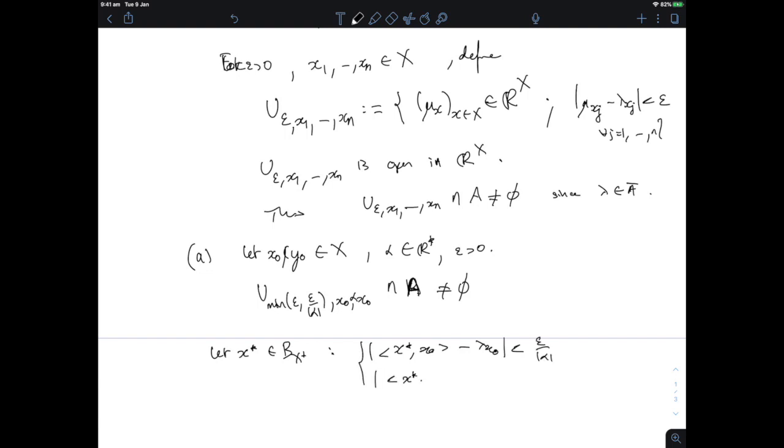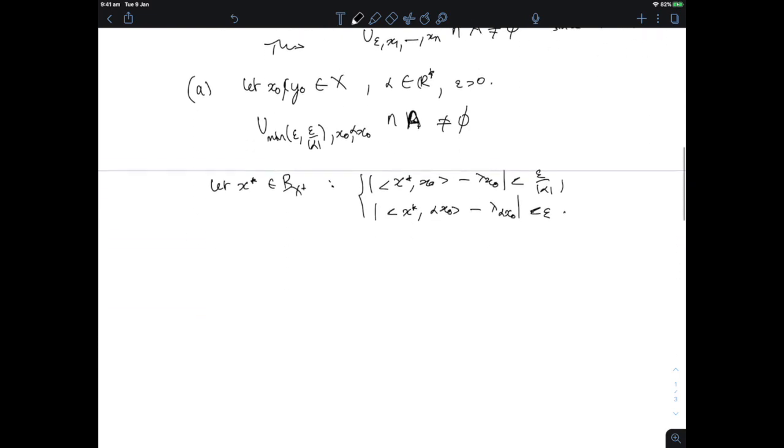And then I want x star tested on alpha x0 to be close enough to lambda of alpha x0, up to that epsilon, right? So I can do that because phi of x star is the element in my neighborhood U, and being in the neighborhood U exactly means that. So what does that give me?